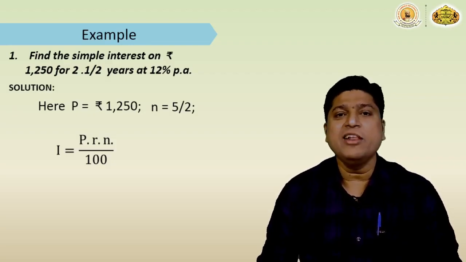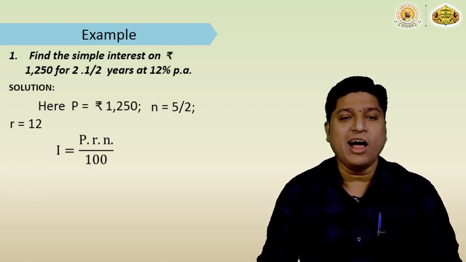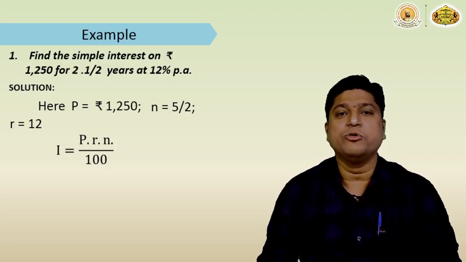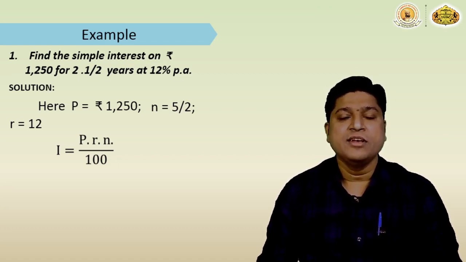Also in the example they have given us the rate of interest, and the rate of interest is represented by small r, and rate of interest r is equal to 12. Now using the formula for simple interest, that is I is equal to PRN upon 100, we are going to calculate the simple interest. The formula is I is equal to PRN upon 100. Now what we will do, we will put in the values of the variables in the equation.